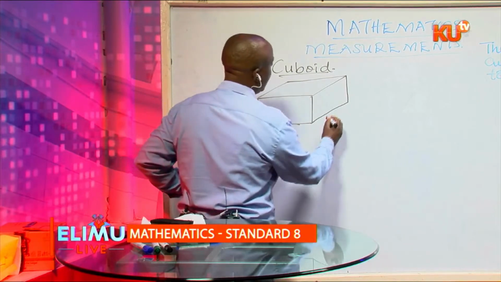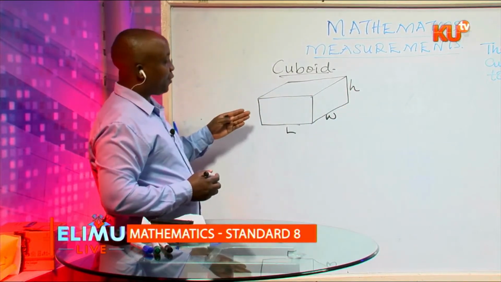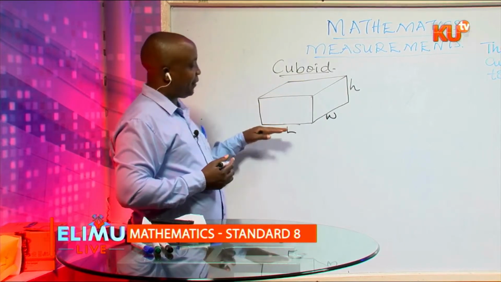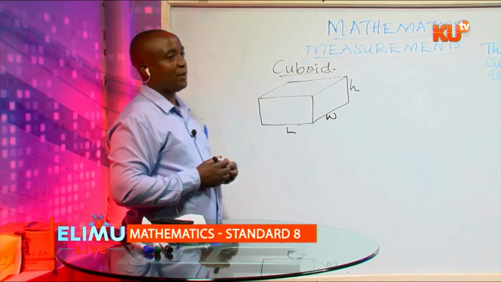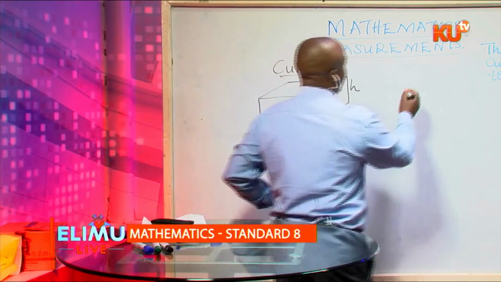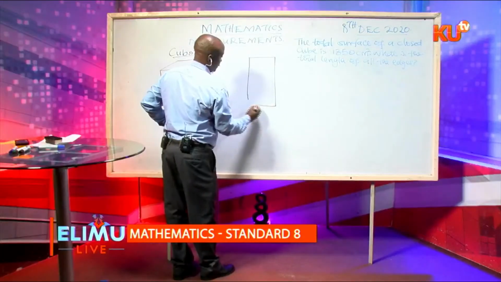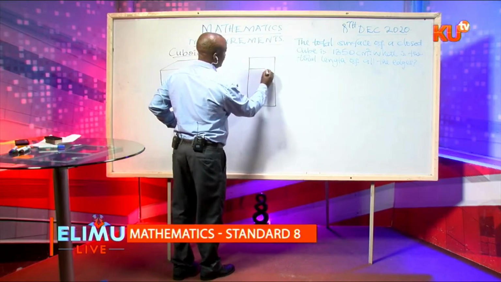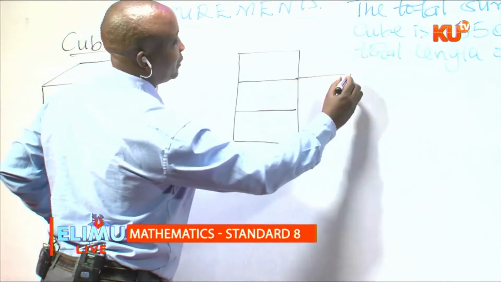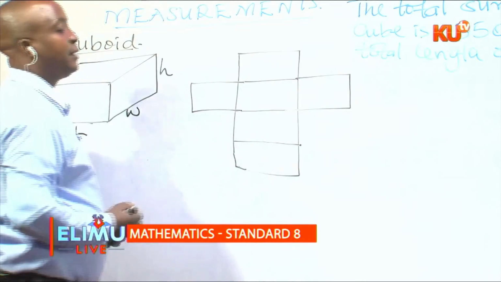So a cuboid has no equal length, width and height. They are not all equal, but we have said you can have the length and the width equal to make it a square base cuboid. So if I draw the net of a closed cuboid, okay, so I have this. So I have the net.